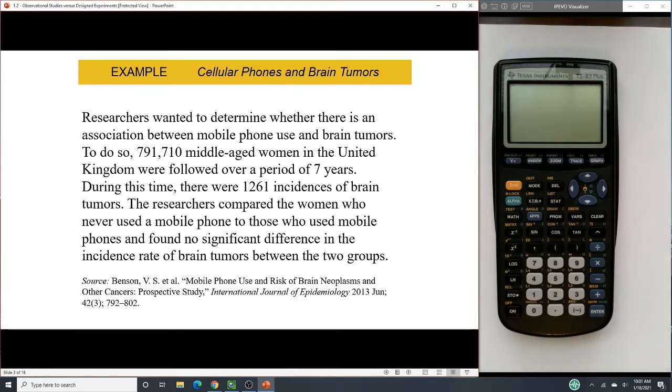First, we have researchers who want to determine whether there is an association between mobile phone use and brain tumors. They collect these numbers: almost 800,000 middle-aged women in the United Kingdom followed over 7 years. There were 1,261 incidents of brain tumors. They compared the women who never used a cell phone to those who used mobile phones and found no significant difference between the two groups.